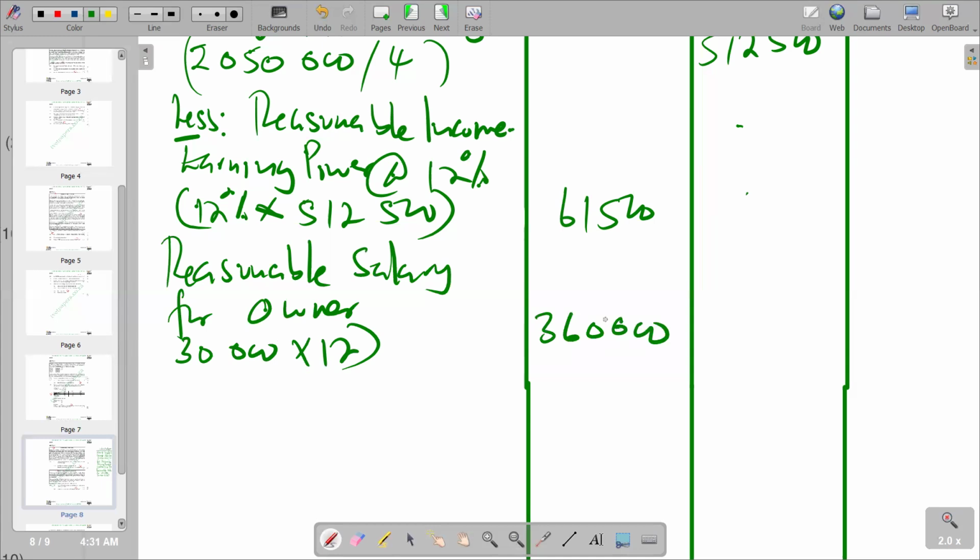We calculate there so that you're going to get 360,000. Then from there, we can add the two by saying 61,500 plus 360,000, and then you're going to get a total that is going to come here to be the total reasonable income, which is going to be 421,500. Then the figure that we are looking for is the extra earning power of the business.